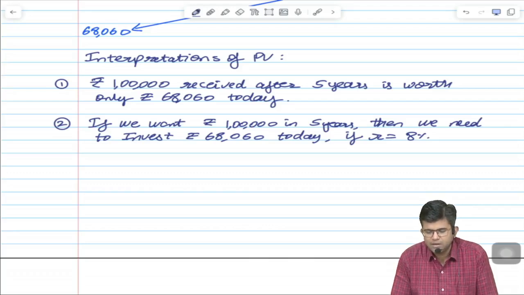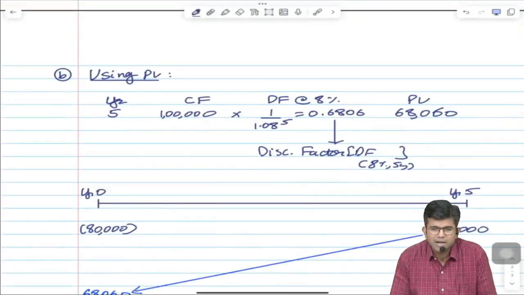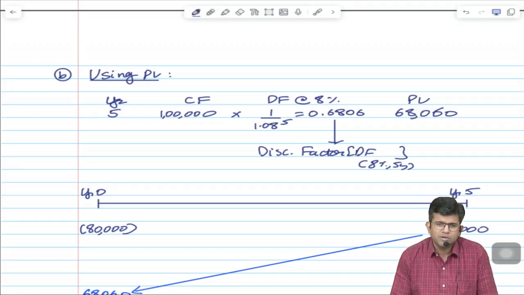Let's say one day one uncle comes to me and says that his daughter's marriage is in 5 years. I say, how much rupees do you want to spend? He says 1 lakh. I say, okay, how much is your bank giving? He says 8%. I do this calculation, and I tell uncle, please invest 68,060 today in the bank. Everybody clear till here? Now uncle says okay. He goes to the bank, he makes that check of 68,060 to deposit.